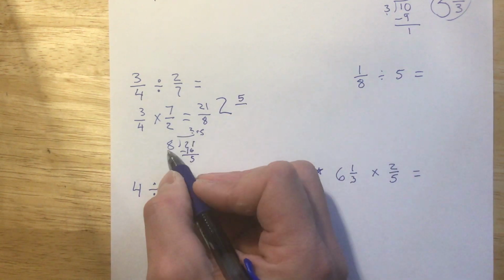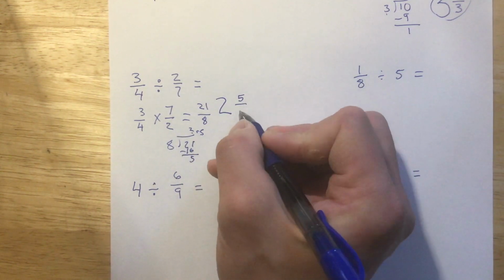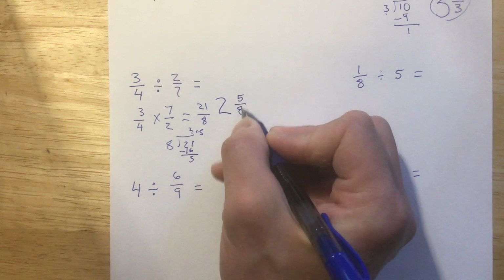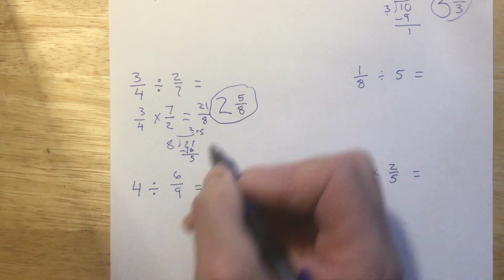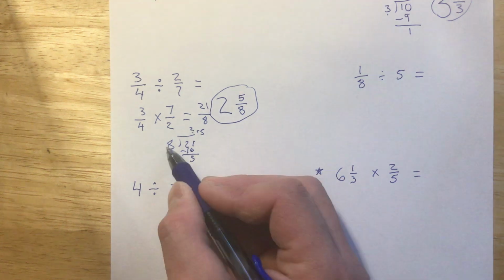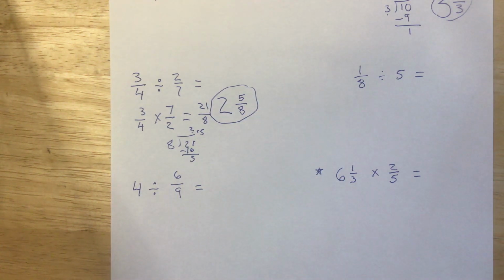And the bottom of the fraction is what I was dividing by. So I got 2 wholes and a 5 left to be divided by that 8 that I just couldn't do anything with. Okay, that 5 is still being divided by the 8, but there's nothing we can do there. It doesn't go in evenly.